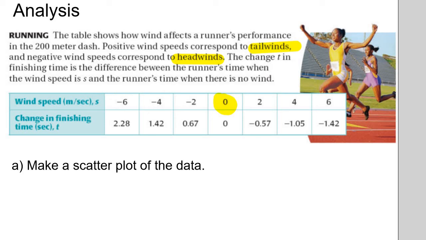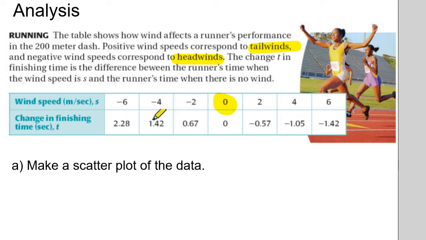So we have this chart, and let's talk about this data first. So we have wind speed, and this is in meters per second. We have -6. That means it's blowing into your chest. -4, -2, 0, there's no wind, 2, 4, and 6.